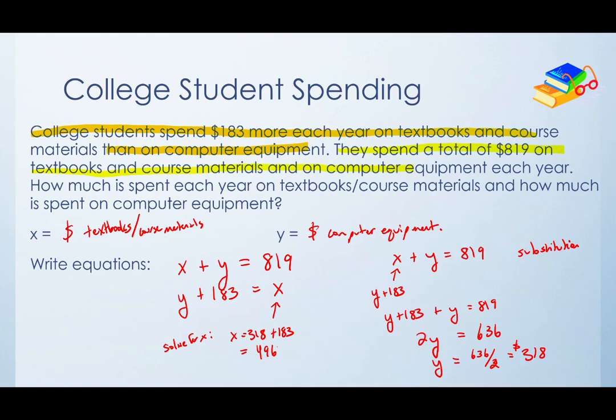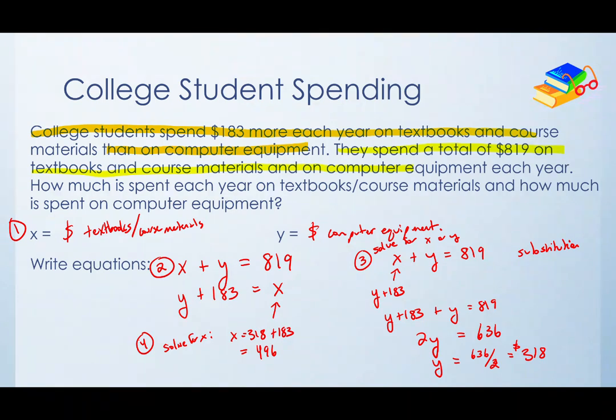So there we go. We identified our variables; that's the first step. Write your equations; that's your second step. Third, solve for one of the variables, x or y. And then fourth, solve for the other variable. And then finally, we're going to write our answer.